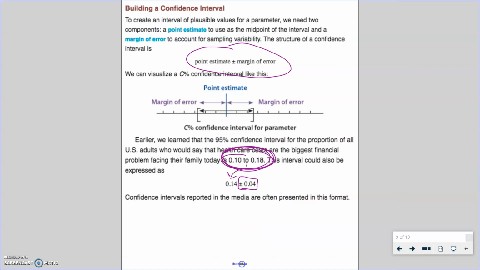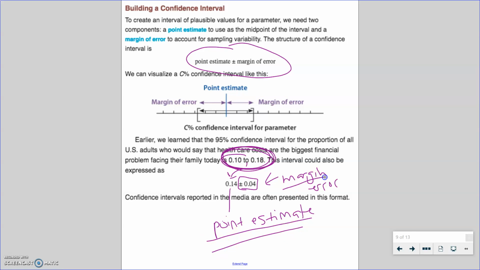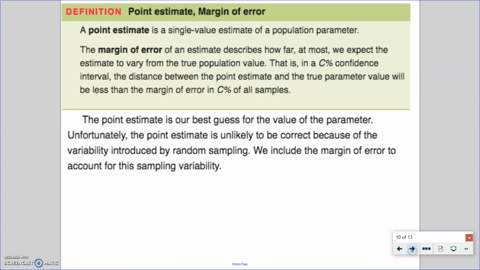Basically, the 0.14 is called the point estimate. And the 0.04 is called the margin of error. Meaning if we had to make a best guess for the true value of p, we'd probably say 0.14, like if we had to pick a number. But because of our confidence interval, we can't super confidently say it's just 0.14, but we can say it's 0.14 plus or minus 0.04 in either direction. These two vocabulary words, you will see a lot moving forward.